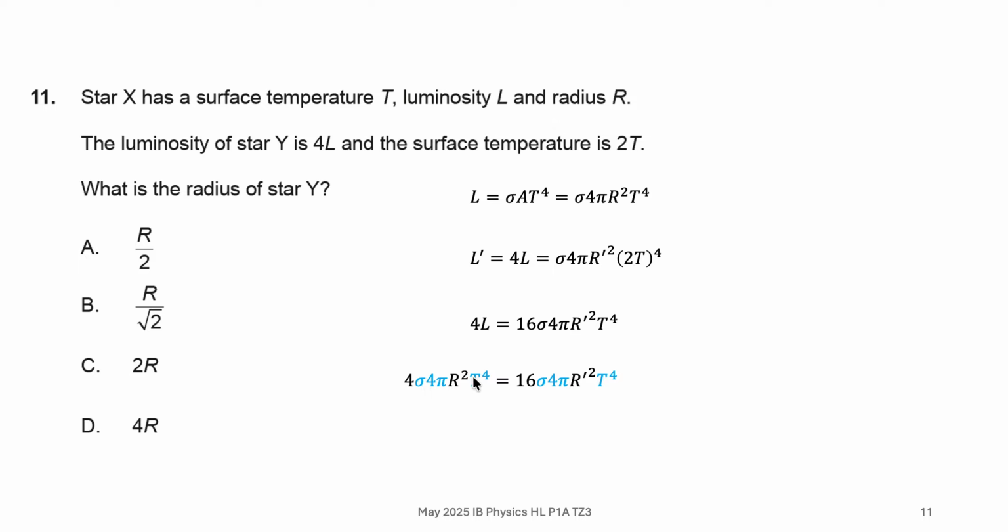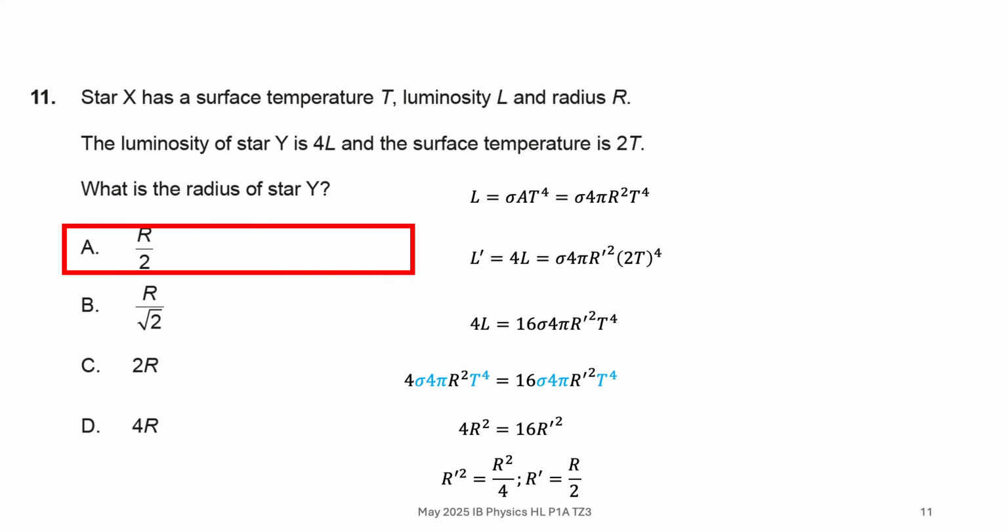Sigma 4 pi T to the 4 are all going to cancel. So we're left with 4r squared is equal to 16r dash squared, and then I'm going to rearrange that to give me r dash squared is equal to r squared over 4. In other words, if we square root them, r dash is equal to r over 2. As I say, really commonly used question when we're talking particularly about the luminosities and temperatures when we're looking at the Stefan-Boltzmann law.